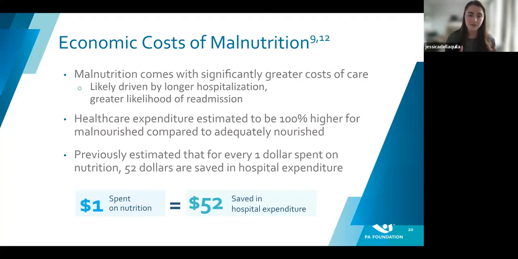And just for a comparison, every $1 we spend on nutrition and preventative measures for patients is basically equivalent to the $52 that we expend in hospital dollars caring for a lot of the pressure injuries and the wounds that these patients will develop if we don't catch this early.